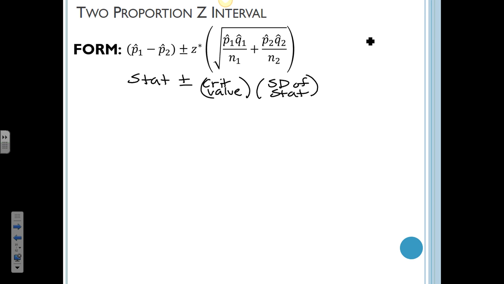If you look at your bright orange formula sheets, this is already on the formula sheet for you. You do not need to memorize the p hat q hat over n plus the p hat q hat over n. It's already there for you. If you want to take out that bright orange formula sheet, take a look at the very bottom on the back page, where it goes from 1 sample to 2 samples.